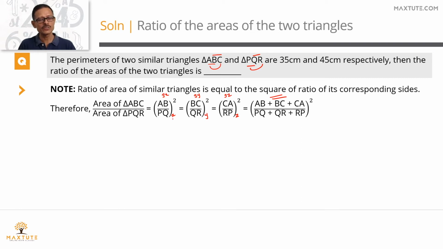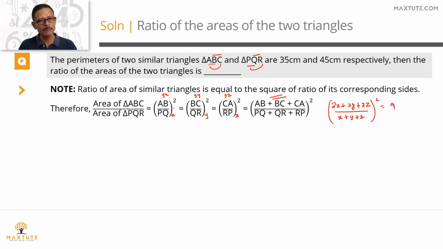Right. So what will be the ratio? 3x by x is 3 whole square, 9. This will also be 9. This will also be 9. Let's check out whether it makes sense in this context. So let's add all of these things. AB plus BC plus CA is going to be 3x plus 3y plus 3z divided by PQ plus QR plus RP. That is going to be equal to x plus y plus z. We could have taken 3 common outside. x plus y plus z and x plus y plus z will get cancelled. So essentially this will also be equal to 9.